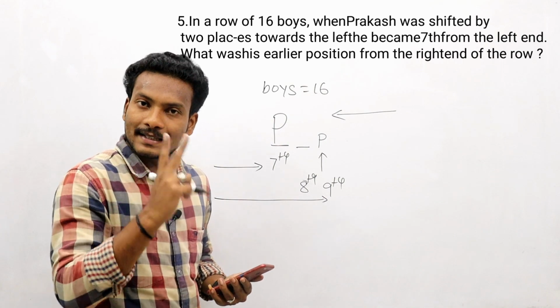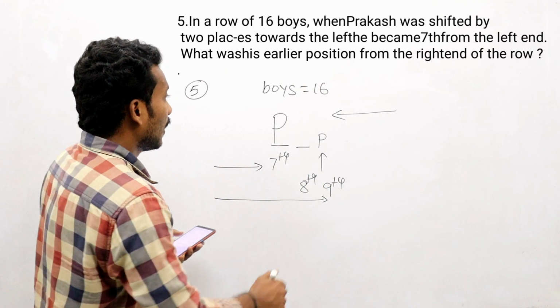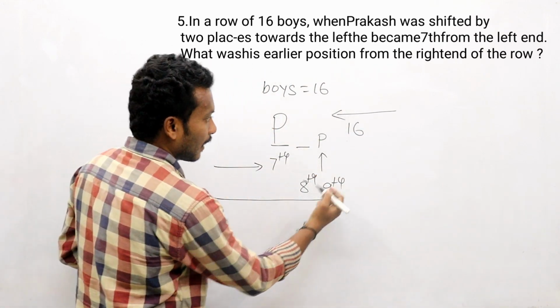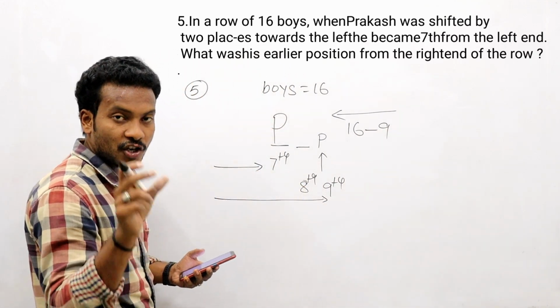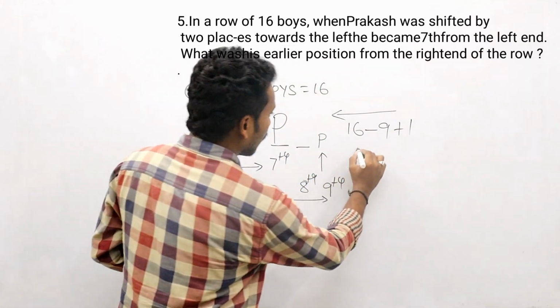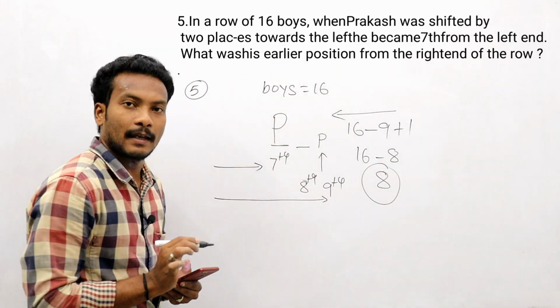What are those? Total strength and position of that person from one end. Now the total number of boys is 16. From the other end it is 9. Now we are finding a position. Now position or rank, we are taking plus 1. Now 16 minus 8. Now our required answer is 8.